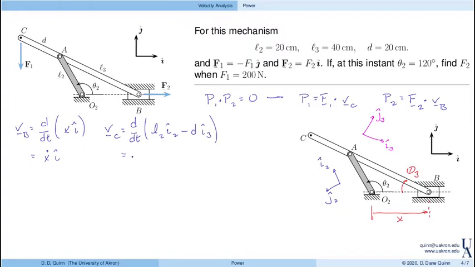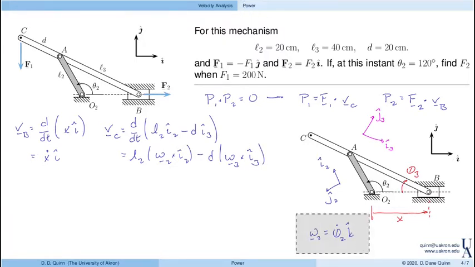And then that equals L2 times the change in I2. Well, that's omega 2 cross I2. Here, looking at frame 2, we see that omega 2 is actually theta 2 dot in the K direction. This next piece is minus D times omega 3 cross I3, and let's highlight that, say, in pink.